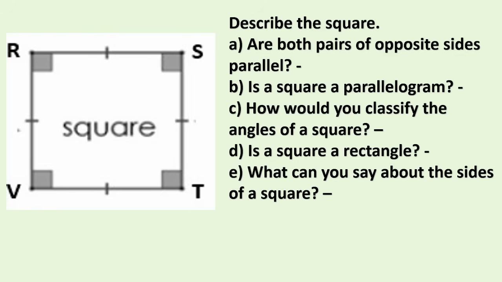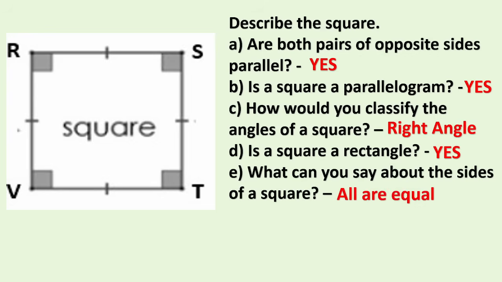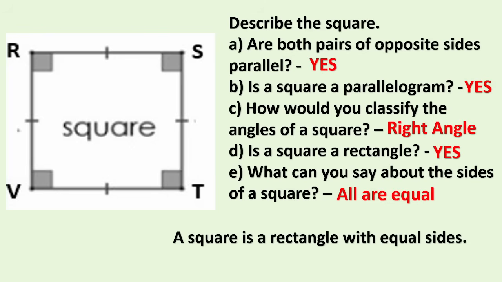Describe the square. Are both pairs of opposite sides parallel? Yes. Is a square a parallelogram? Yes. How would you classify the angles of a square? Right angle. Is a square a rectangle? Yes. What can you say about the sides of a square? All are equal. A square is a rectangle with equal sides.